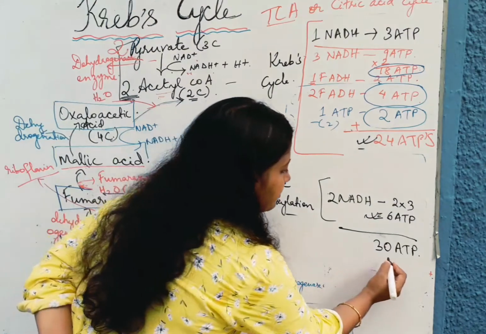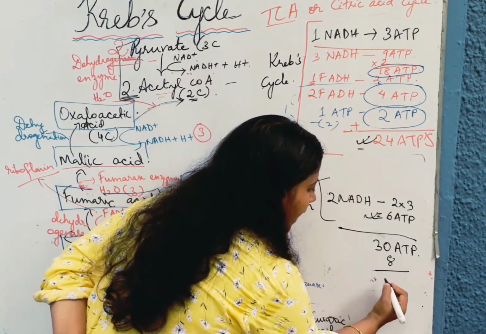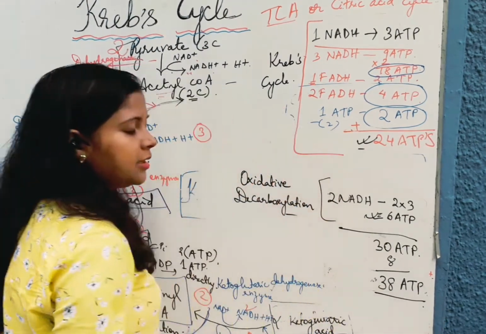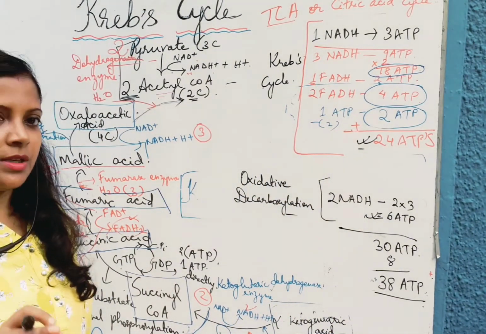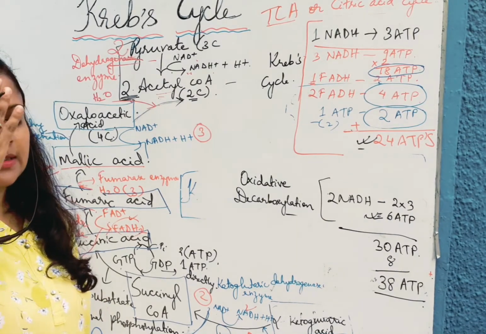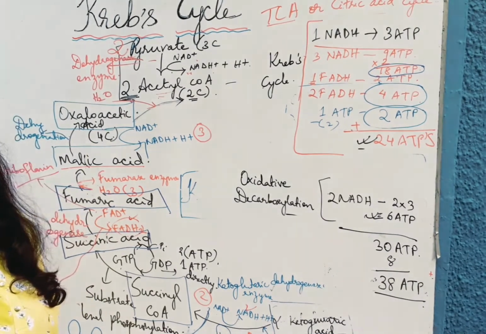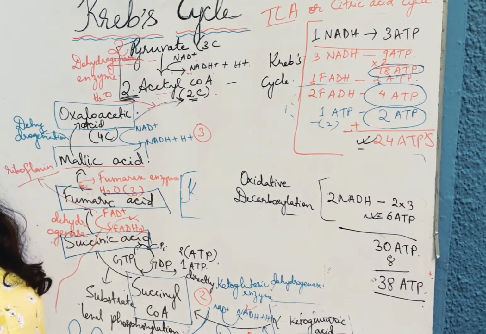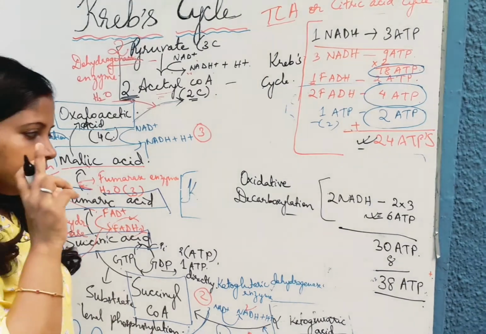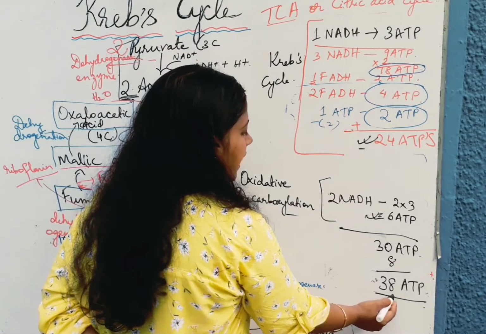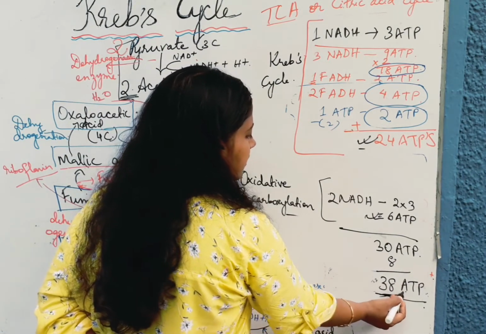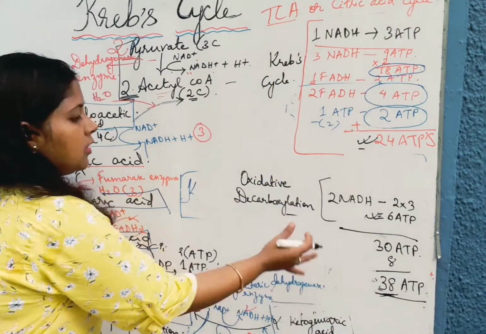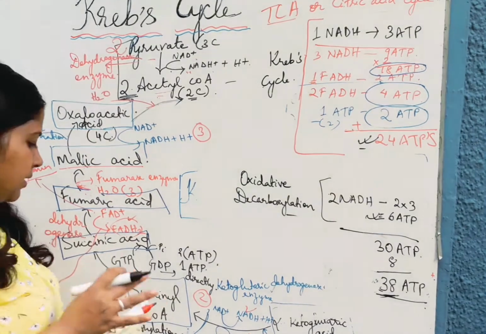So that 8 ATP produced, now added, makes 38 total. 38 ATP has been produced in the respiration. You have studied that respiration means breakdown of glucose, which takes place in the presence of oxygen, to release carbon dioxide, water and energy. That energy will be released in the form of ATP. This will be 38 molecules of ATP. So this is how we got the overall total ATP.